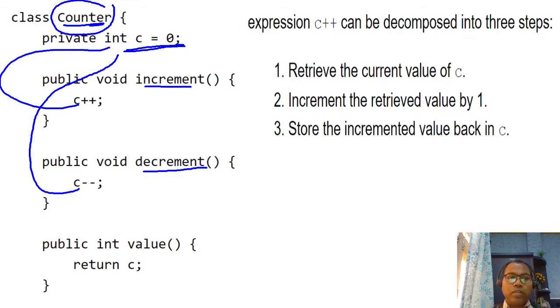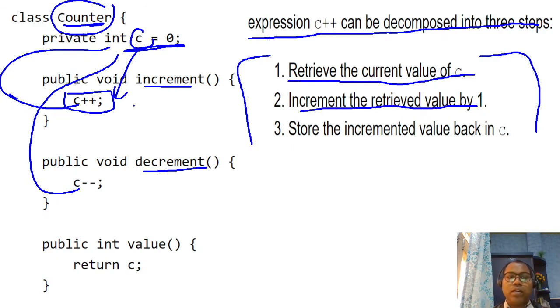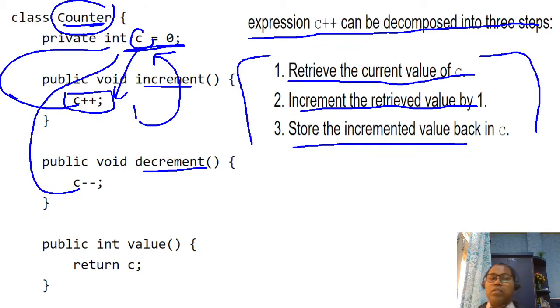You have to notice this c++ operation. It looks like a single operation, but c++ can be decomposed into three steps. These are three steps, not one. First, retrieve the current value of c. Whenever it goes to c++, it reads the current value, then increments it by one, then stores it back to c. So these are the three steps of the operation.